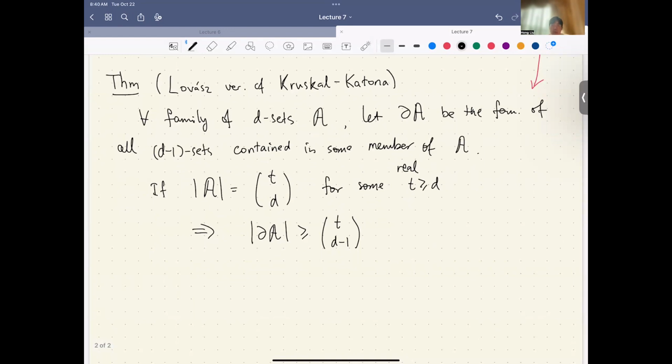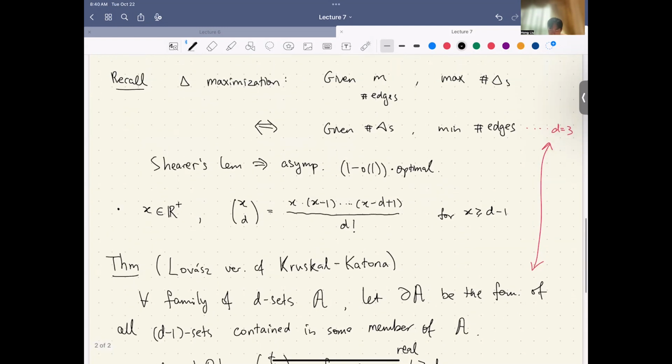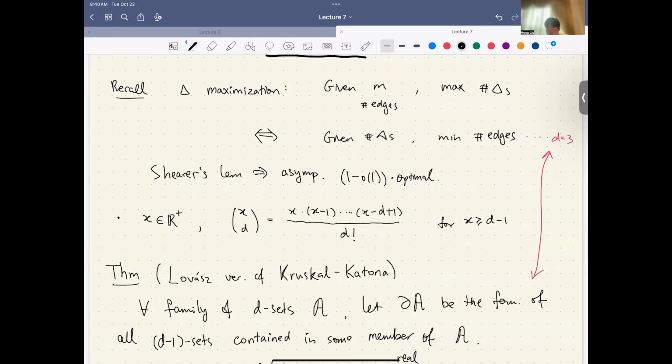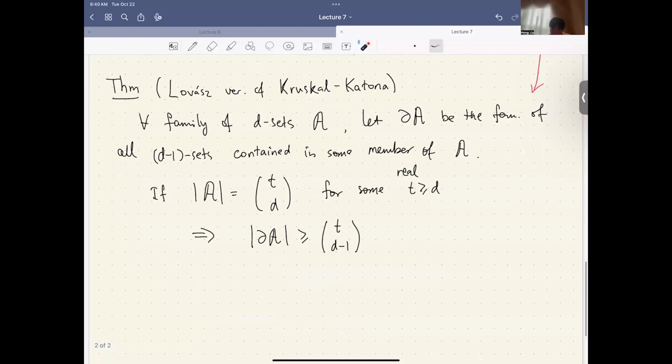So this is basically the same intuition as we had when we did this triangle maximization problem. We're phrasing it this way, but it's the same here. When we're given a number of triangles, then to minimize the shadow, or the edges containing these triangles, the best we can do is to pack these triangles as compactly as possible. Or we make a huge clique: we try to pack all these triangles into cliques to minimize the edges. So here it's the same.